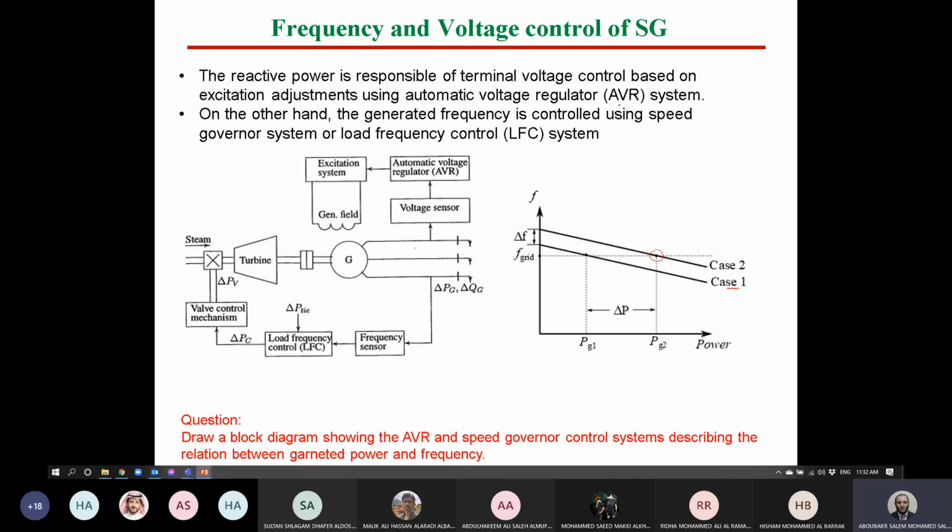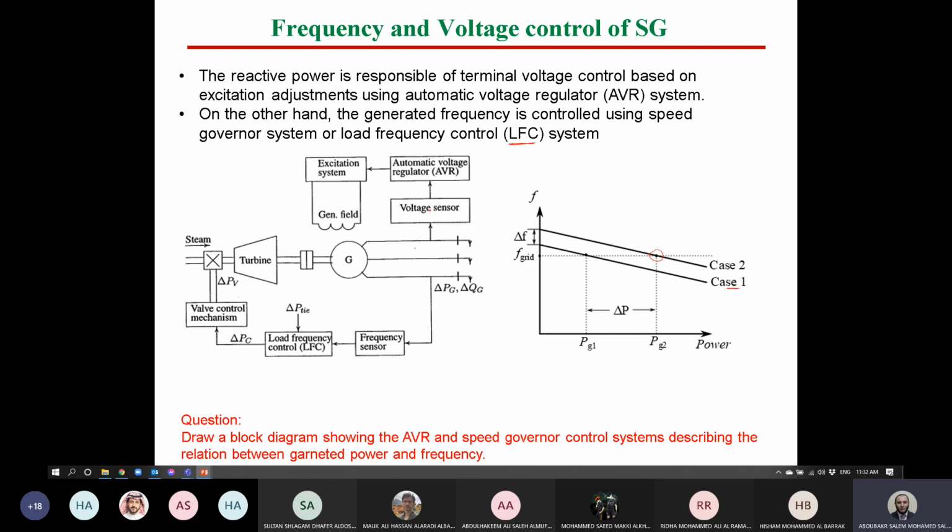speed governor system. The speed governor system, guys, is sometimes called the load frequency control system, LFC, or load frequency control. So we have here a block diagram which describes the operation of both systems, guys, and how it could be made in power plants. We have here our synchronous generator. This is the field winding of the synchronous generator. And here we have the excitation system, which is used to supply the field winding.